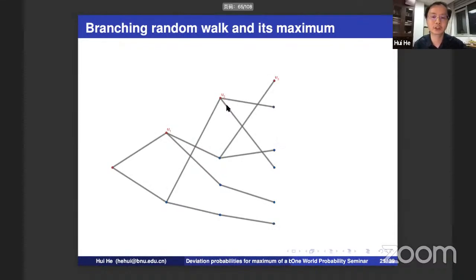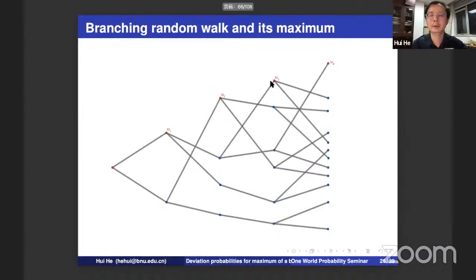And then you get the third generation. So this particle may have 2 children, and this particle may also have 2 children, and this one only has 1 child, and this one also has only 1 child. And again, each of them does a one-step random walk starting from their ancestors. Okay, so there are 1, 2, 3, 4, 5, 6 individuals in the third generation, and the position of this one is just M3.